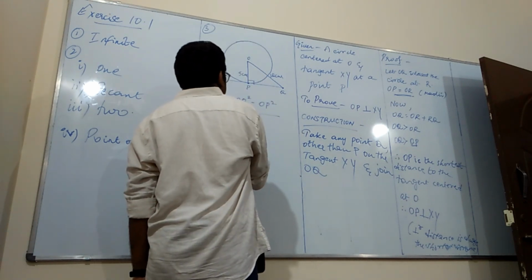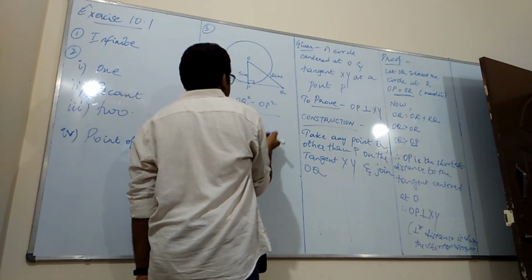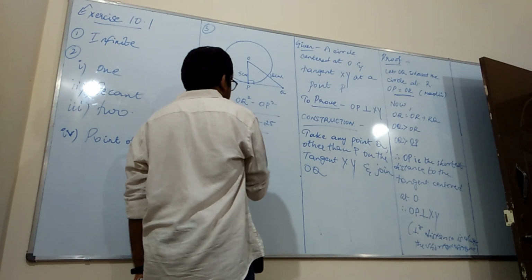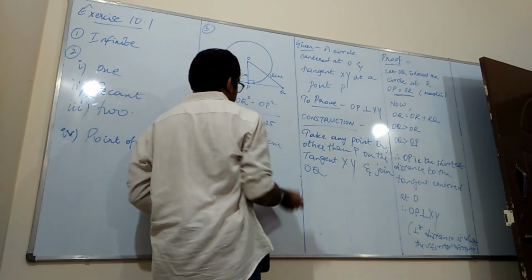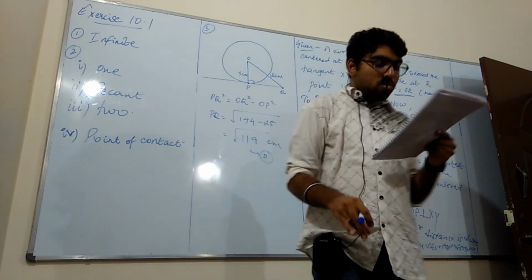OQ square, that is 12 square. What is 12 square? 144. Minus what is 5 square? Root 119. So what is the answer? Option D.